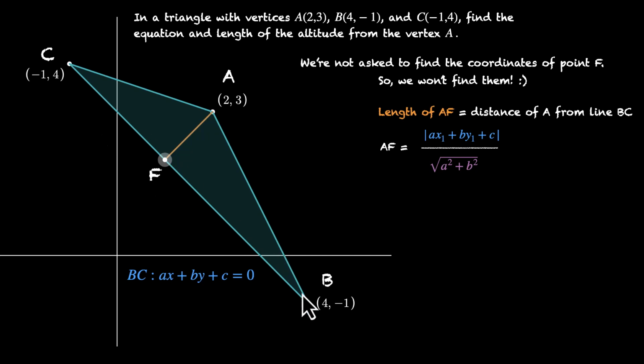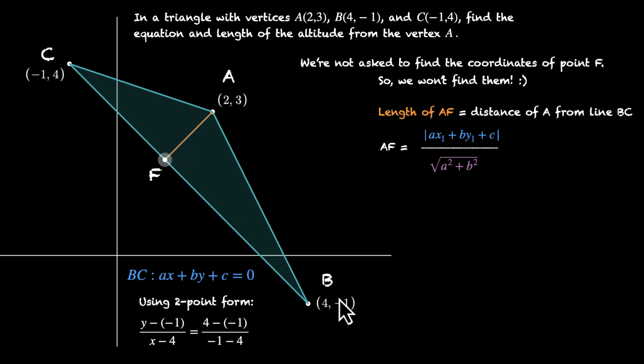So we can figure out the length if we have the equation for BC. But do we have the equation for BC? Not yet. Can we figure it out? Absolutely. We have the coordinates for B and the coordinates of C. So we have these 2 points. We can conveniently use the 2-point form. So let's do that. Using 2-point form, the equation is (y minus y1) by (x minus x1) equals (y2 minus y1) by (x2 minus x1). So we can plug in the values.